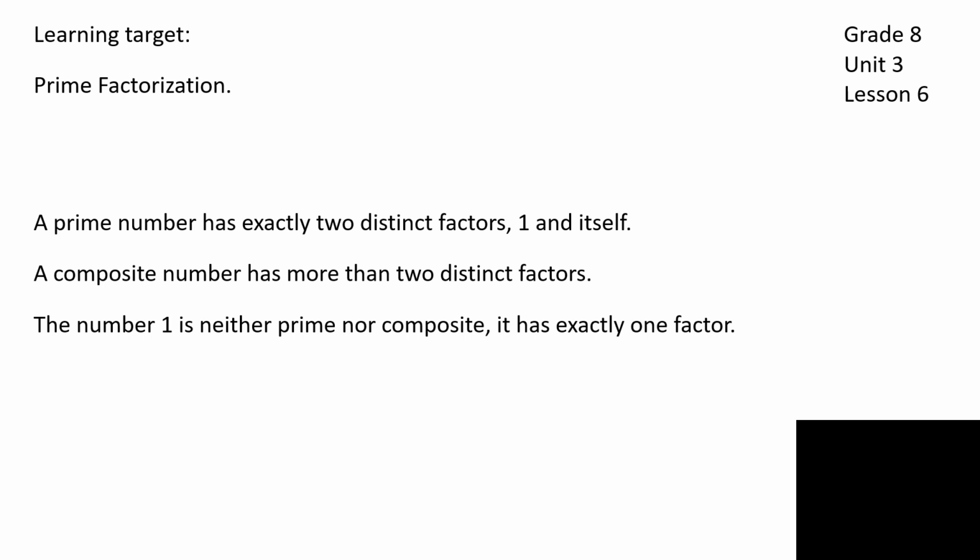Okay, if you can flip your paper over, we're going to do a couple of examples here in a moment. We're going to be taking a look at the prime factorization. Now, a prime number has exactly two distinct factors, 1 and itself. For example, the number 5 is prime because all I can do is 1 times 5. A composite number has more than two distinct factors. For example, 6 would be composite because not only can I do 1 times 6, I can also do 2 times 3. And of course, the number 1 is neither prime nor composite because it only has one factor. 1 times 1 is 1, so the only factor is 1.